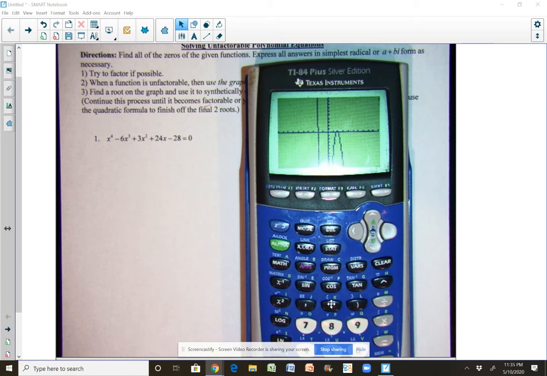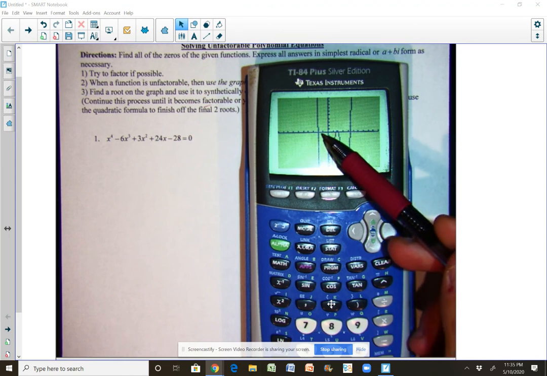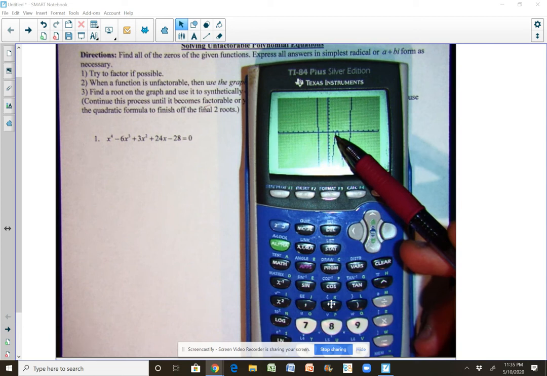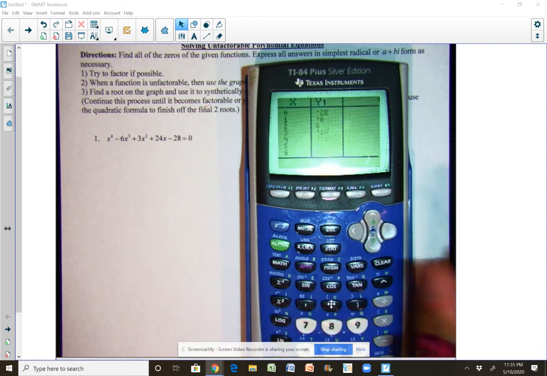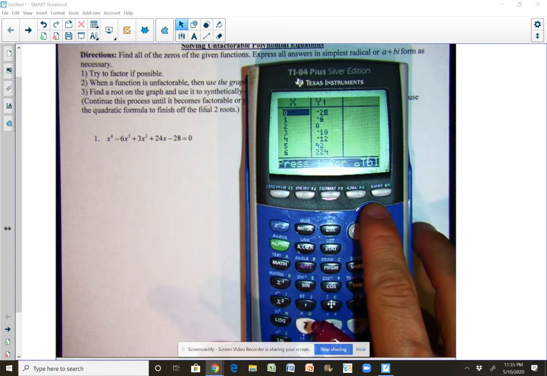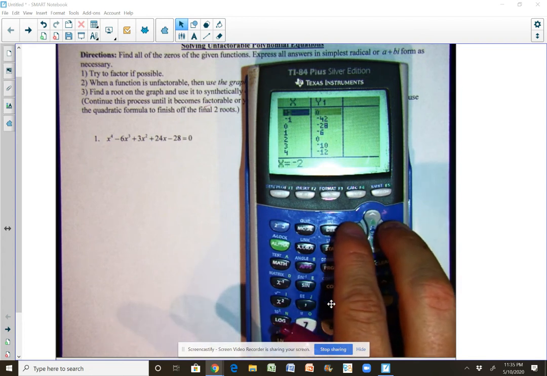Now, to me, it looks like there's potentially an intersection right there at -2, which would be a rational root. And then it looks like there's another one right here that looks like +2, perhaps. It's hard to tell. Obviously, we could zoom in and be sure, or we could just look at the table of values and try to find the rational roots on the table of values. And if we scroll back, you'll notice that right there is a root at x equals -2.